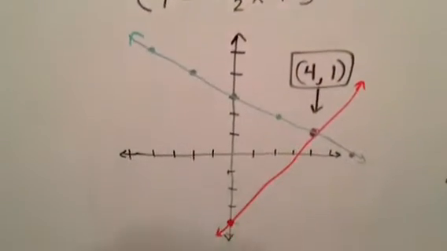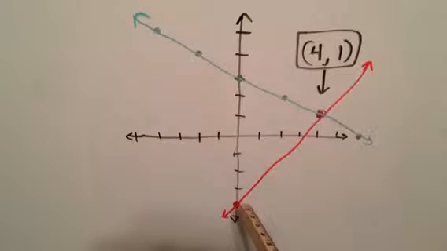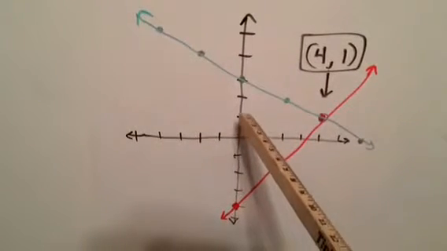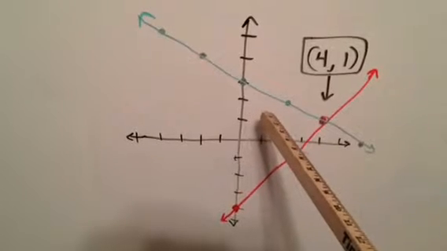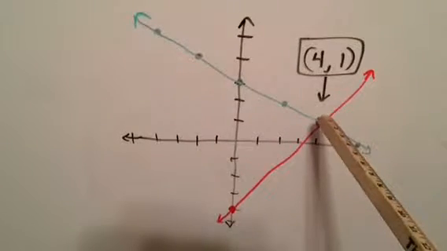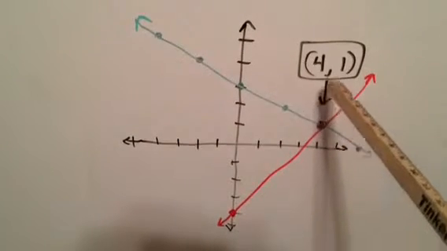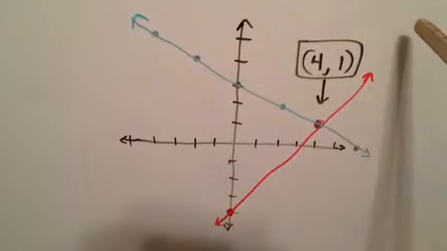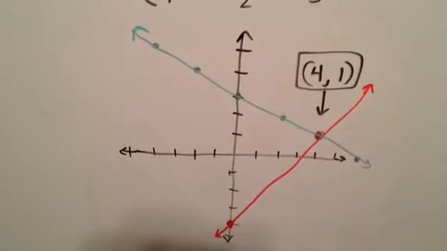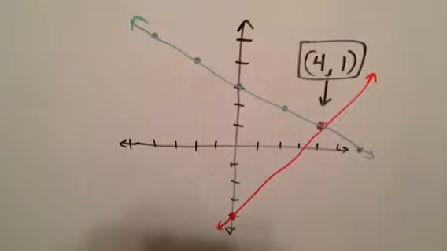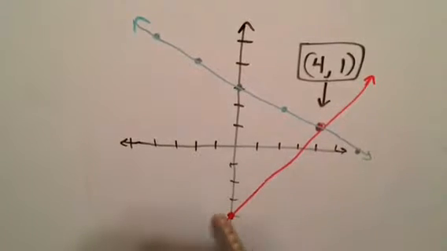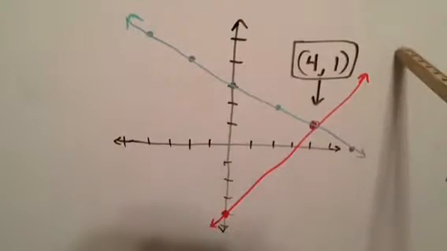On my graph, from this point here, if I rise 5, 1, 2, 3, 4, 5, and run 4, 1, 2, 3, 4, I get this point here. If I were to repeat that process, I would get another point further along the graph. In this case, it happens to go off of my gridded area. So with just these 2 points, I can go ahead and connect the dots, creating this first line.